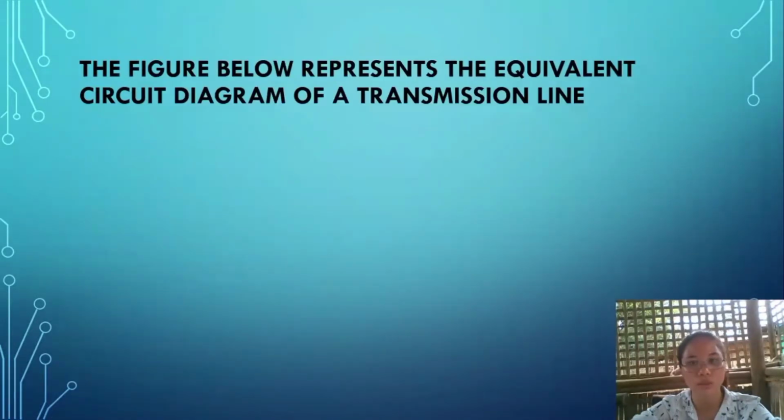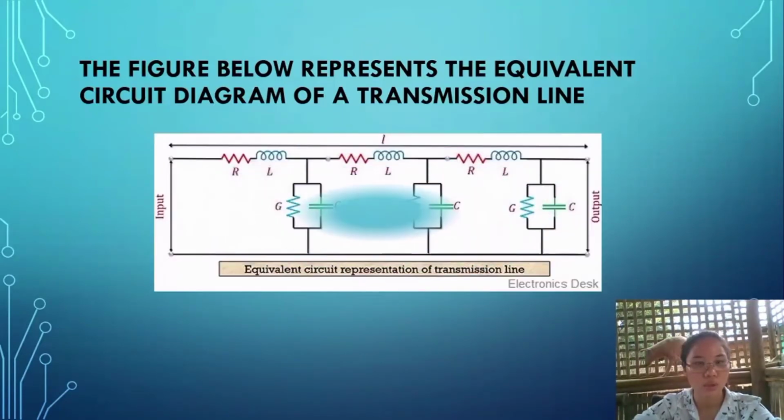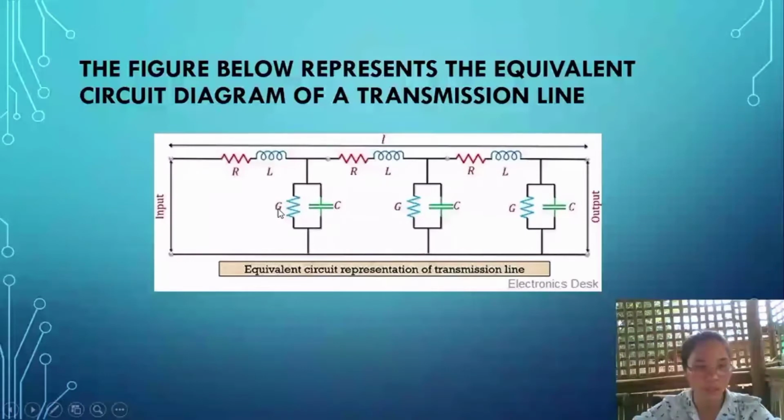The figure below represents the equivalent circuit diagram of a transmission line. As you can see, this is the equivalent circuit representation of transmission lines. Here, the two conducting wires have a certain length and the parameters of the transmission line are distributed over all its length. These parameters are R, L, C, and G, which we will discuss in detail later.